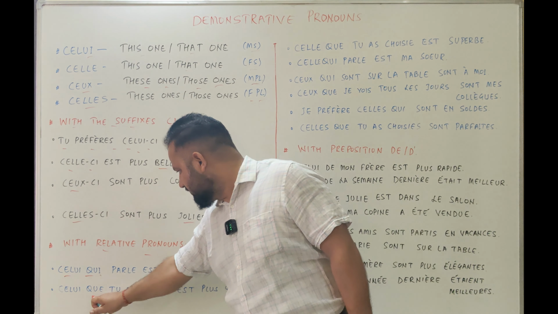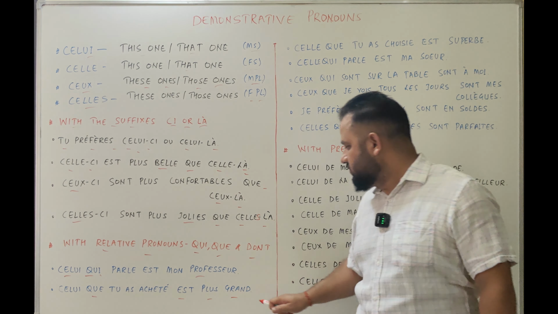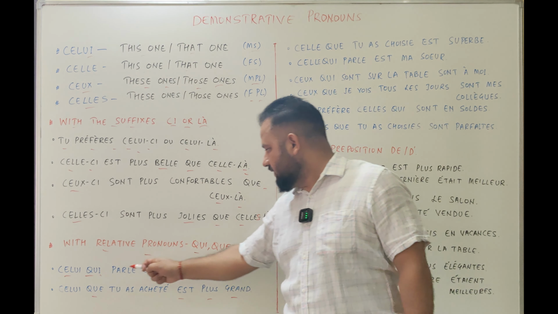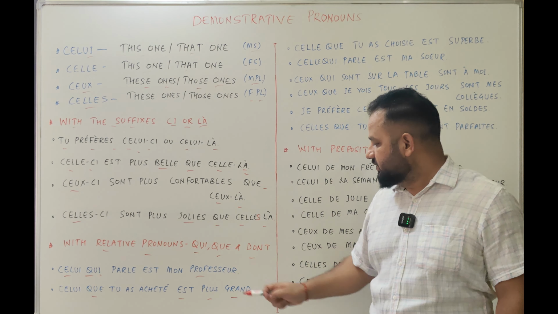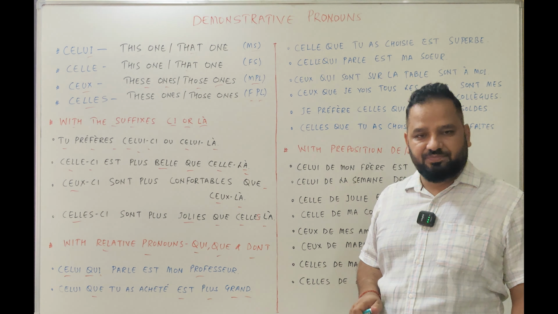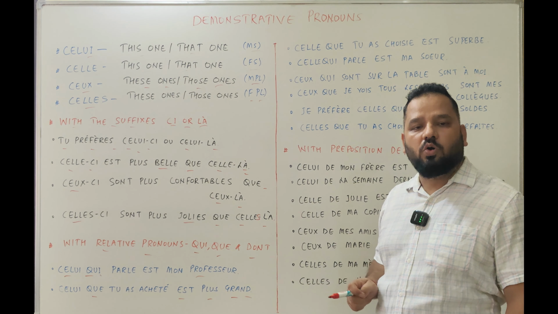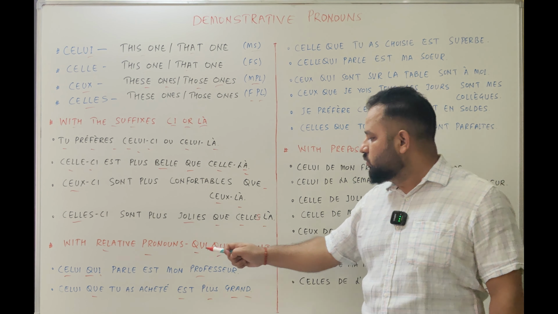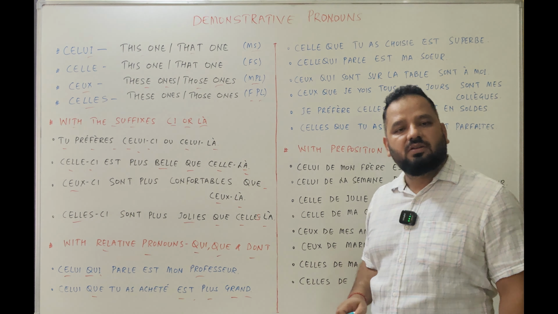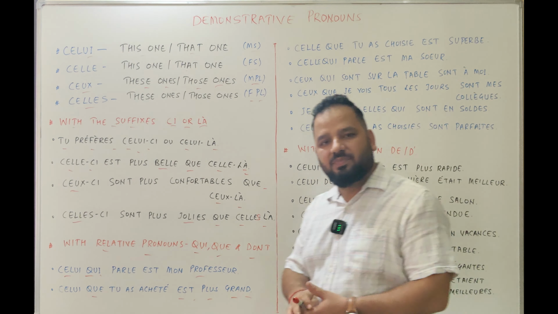One more example for masculine singular. Now it's qui, now it's que. Celui que tu as acheté est plus grand. The one you bought is bigger. Celui que tu as acheté est plus grand. The one you bought is bigger. Clear?